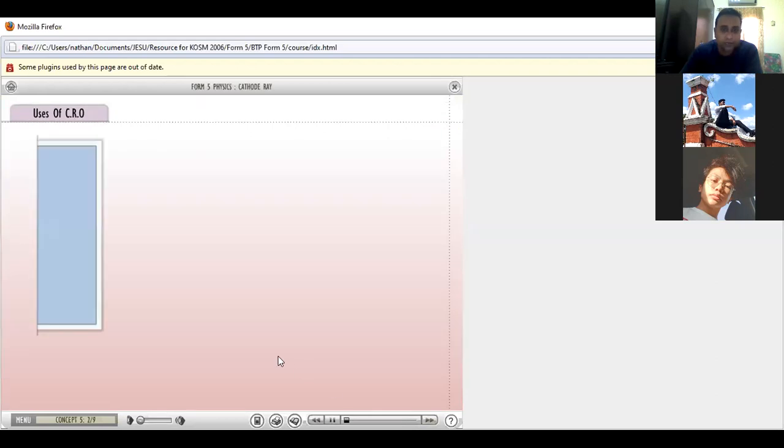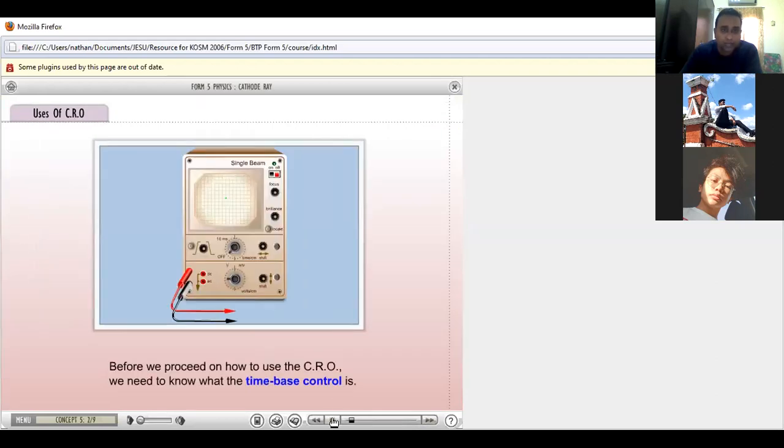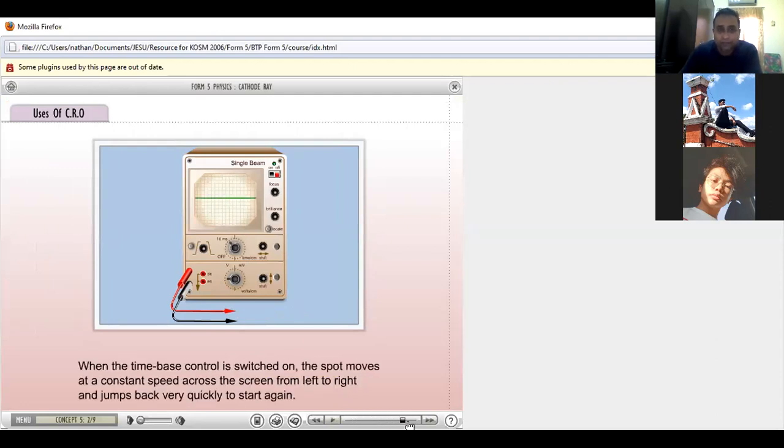Okay, it's like this. The moment you switch on, you can see one green dot here. You don't connect anything, so the Y input is not connected to anything. The time base is off. But when you switch on the time base, you see one horizontal line.